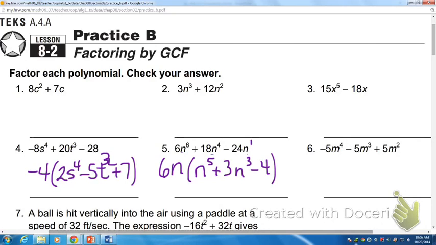Okay. And our last one, what'd you take out? Negative 5 and a square. Okay, on this one, your smallest power was a square, right? So we'll take him out. So that left you with positive M squared n squared plus M minus 1, again on your last one.